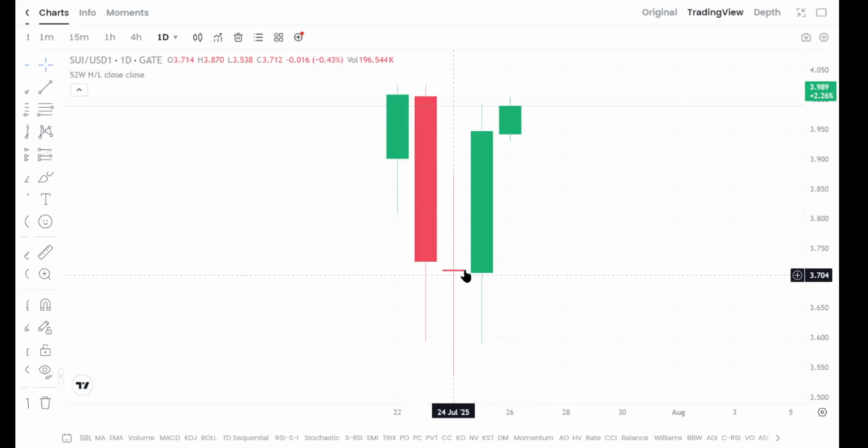This is a doji candlestick. When you see the doji candlestick, it means that market price will reverse. And when you see it on the bottom, then market price will increase. When you see it on the top, then market price will decrease.